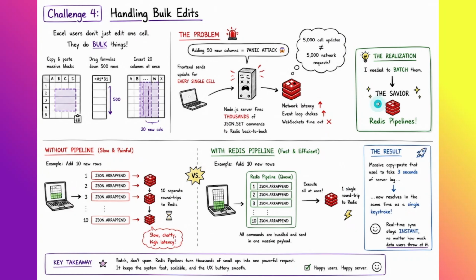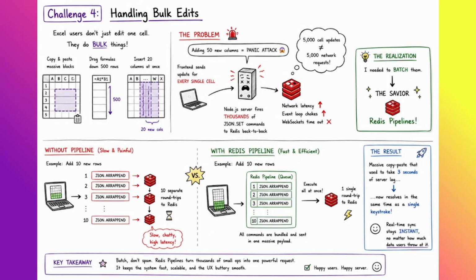Alright, let's move on to the fourth challenge: handling bulk edits. Updating one cell in a spreadsheet is easy. It takes a fraction of a millisecond to update Redis and broadcast the change, but Excel users don't just type one cell at a time. They copy and paste massive blocks of data. They drag formulas down 500 rows. They insert 20 columns at once.